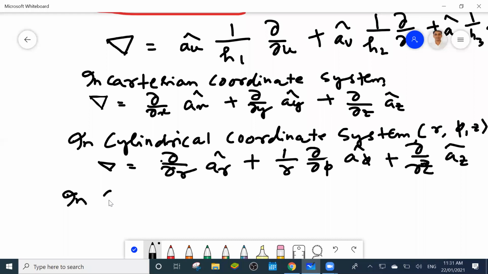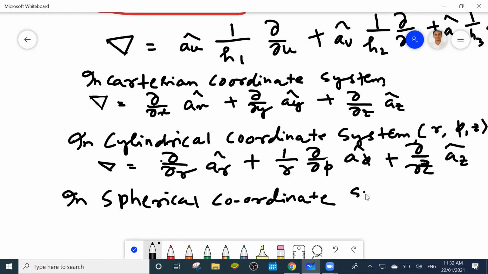In the spherical coordinate system, that means we will be in which coordinate system? R, theta, phi. So what will be the del?